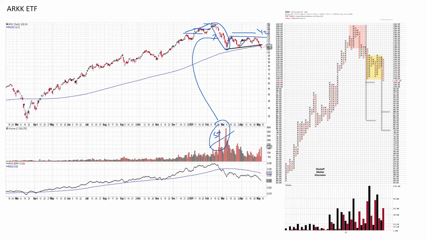So that shows weakness. And we are breaking the upslope in support right here. So on the increased supply signature again. So that shows again that a lot of the institutions are trying to get out of these positions. And I mean, as we have lower objectives, lower targets, we might potentially just go exactly there.